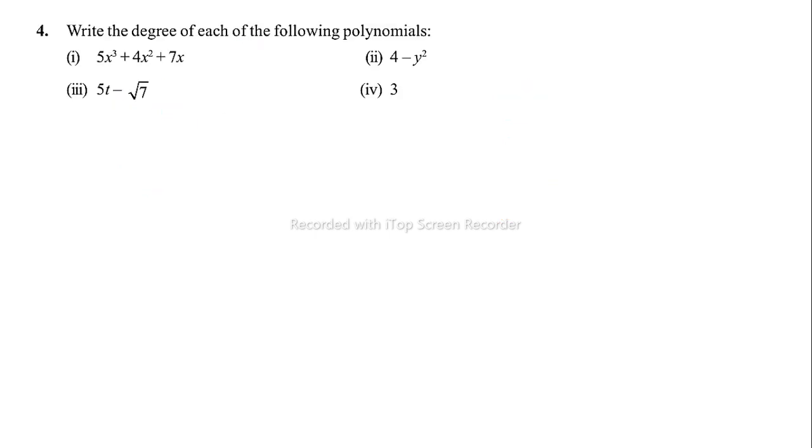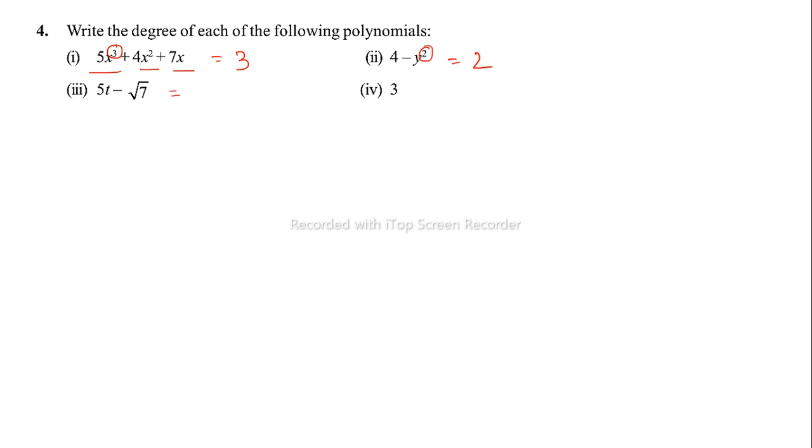Next, write the degree of each of the following polynomials. Here we know that degree means the highest power of the variable in that polynomial. In the first bit, 5x cubed plus 4x squared plus 7x, the highest power of x is 3. So the degree will be 3. Second bit, 4 minus y squared. There is only one y term, that is y squared. So the highest power is 2. So the degree will be 2.